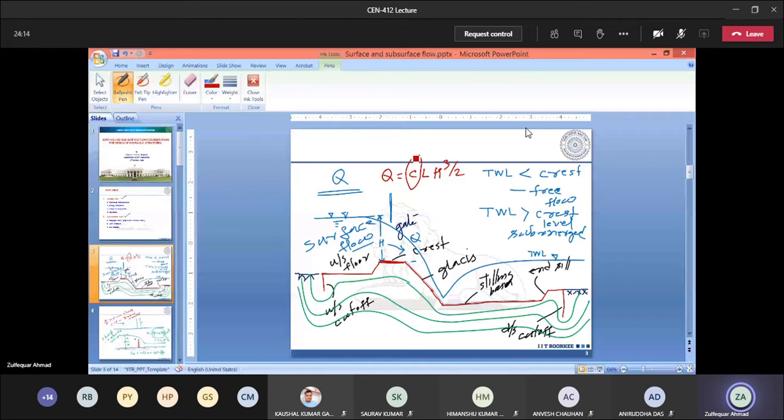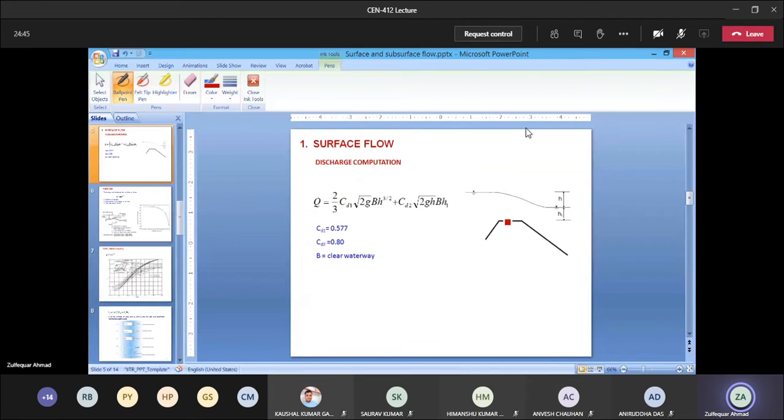So in this context, we'll discuss some standard charts given in the IS code for getting the discharge coefficient, or a different way of writing this equation. It is not necessary that in all the literature we'll get the same format of the equation. The format may be different. So let me show you the chart, which is a general equation that is given.